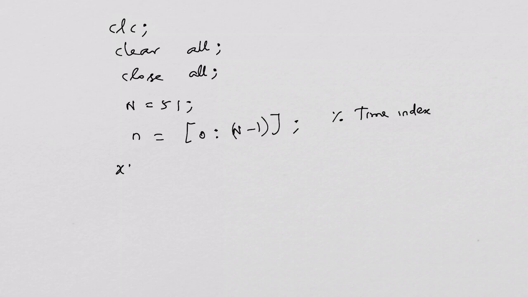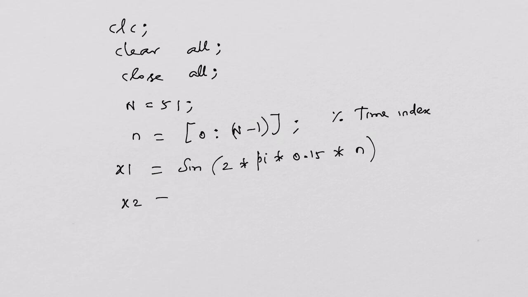Let's generate three sequences. The first one is a very simple sinusoidal sequence with the sine of 2 pi, where 0.15 is its normalized frequency. So 2 pi f n, signal x1, sinusoidal sequence of normalized frequency 0.15.